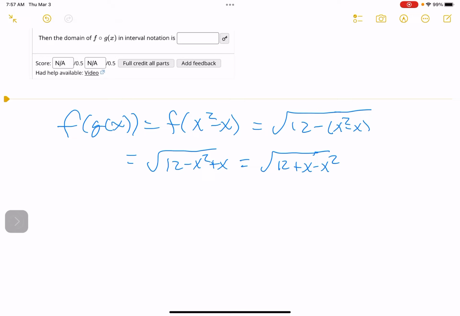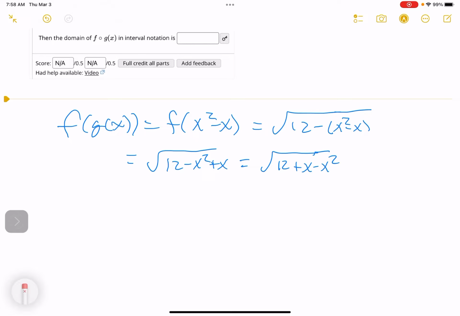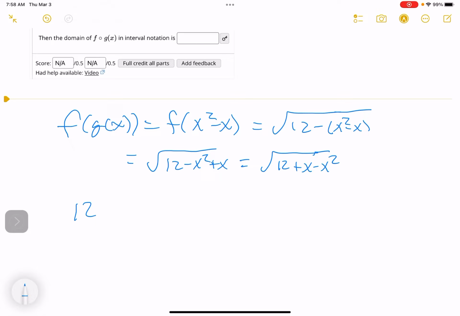Now, the second part, we're supposed to find the domain. And so for the g, there's no problem. It's a quadratic. Everything's going to work. But once we put it under the radical, now we have things to consider about the radical. That this 12 plus x minus x squared needs to be greater than or equal to 0.